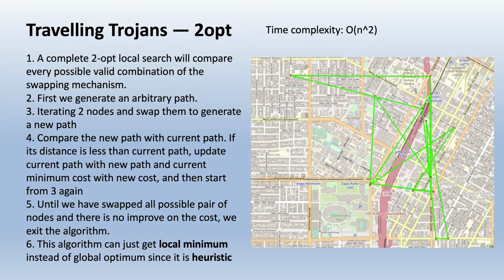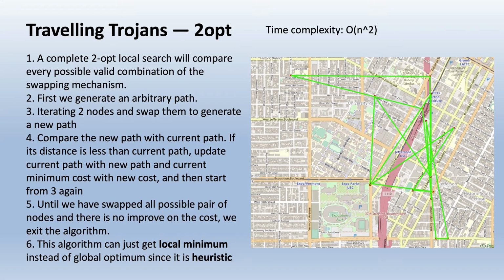A complete 2-opt local search will compare every possible valid combination of the swapping mechanism. First, we generate an arbitrary path, and we iterate every 2 nodes and swap them to generate a new path. Each time we compare the new path with the current path. If its distance is less than the current path, which means it's an optimum, we update the current path and update the minimum cost. Then we start from number 3, again iterating 2 nodes again and again, until we have swapped all the possible pairs of nodes. When we find there's no improvement on our total cost, we exit the algorithm.